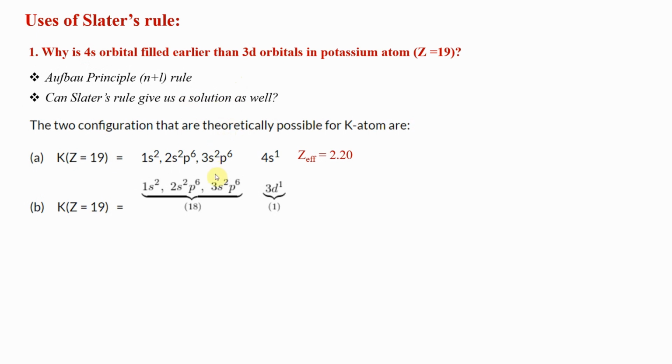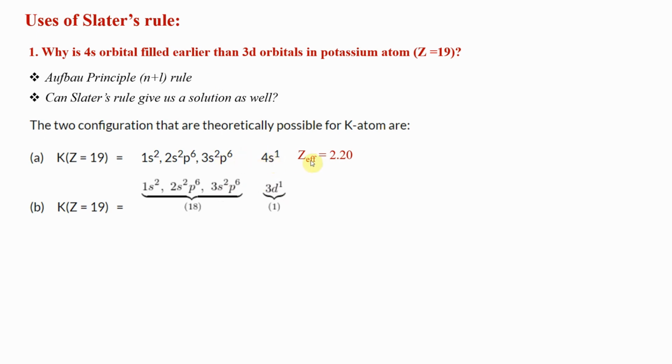Let's look at the two configurations. These are the two configurations possible. Up to 3s2 3p6, okay. The last electron for potassium can enter 4s1 or 3d1. We know this is the case, but why don't we put it in the n plus 1 orbital? The Aufbau principle says so, but let's see what Slater's rule can do. You can calculate the Z effective as in the previous calculations: if we put it in 4s, what would the nuclear pull on 4s be?